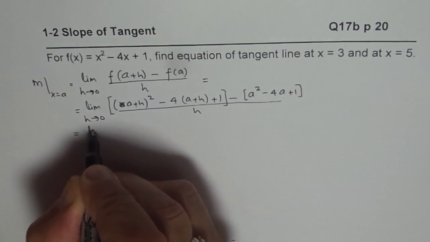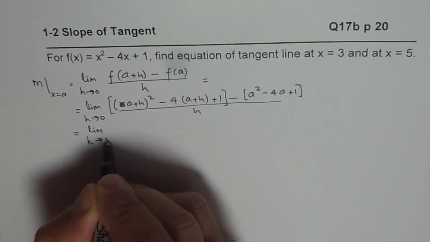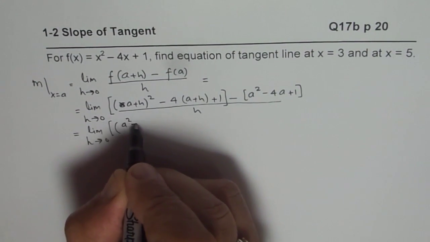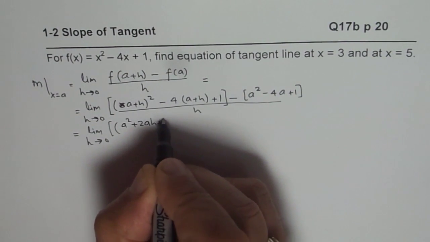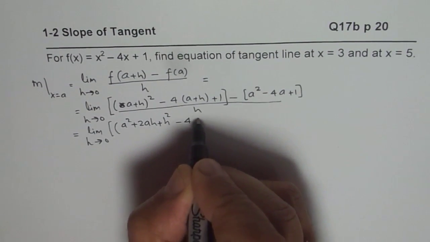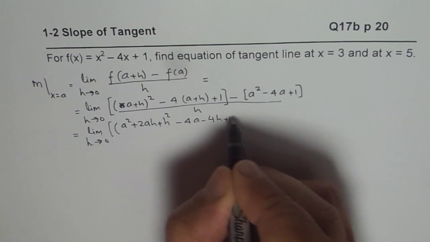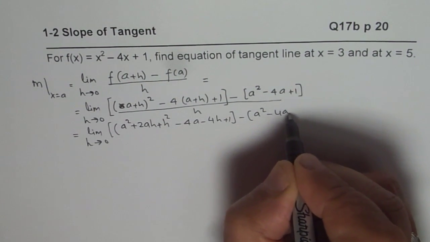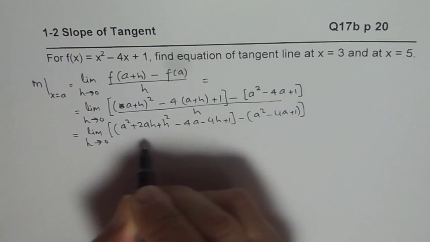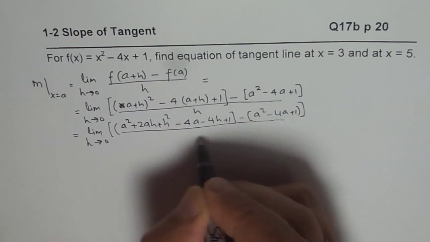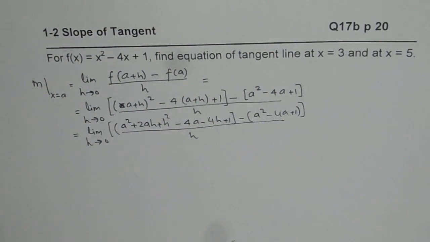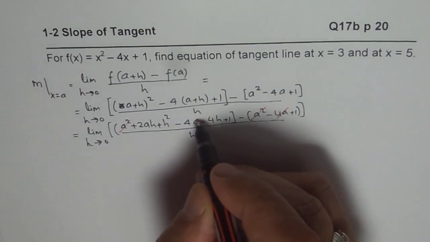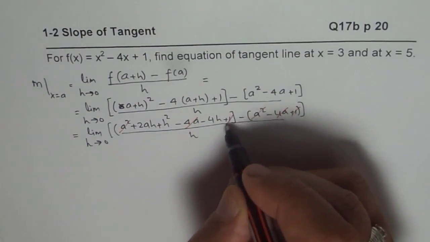So that gives us the limit h approaches 0. And let's expand this. We get a squared plus 2ah plus h squared minus 4a minus 4h plus 1, take away a squared minus 4a plus 1, over h. From here you see some of the terms get cancelled, especially these three terms: a squared with a squared, 4a with minus signs, and 1.